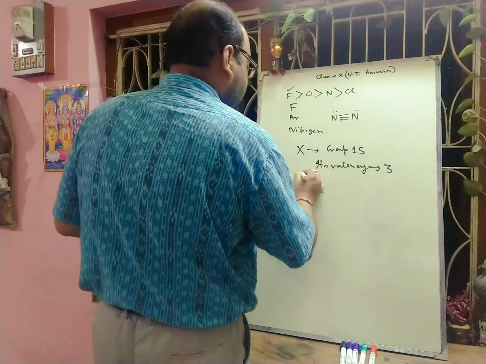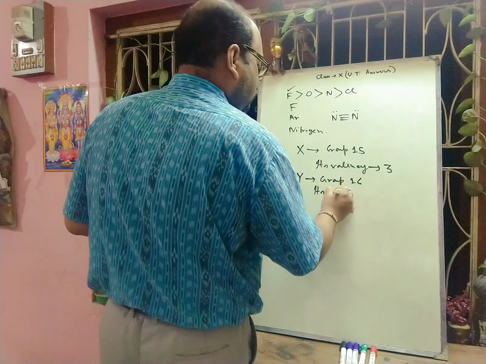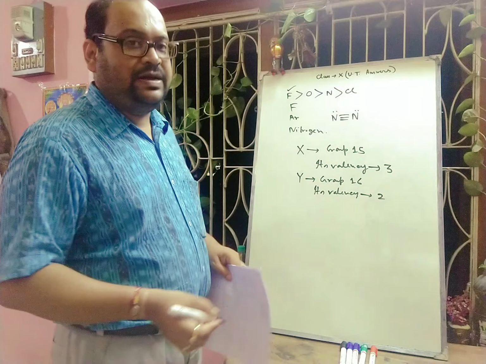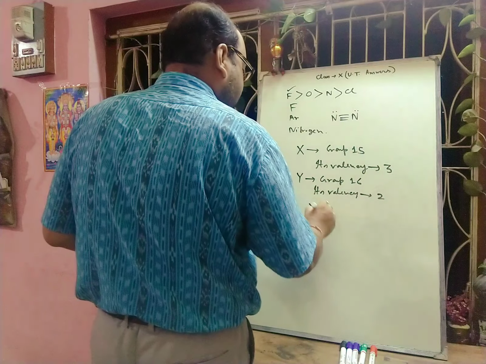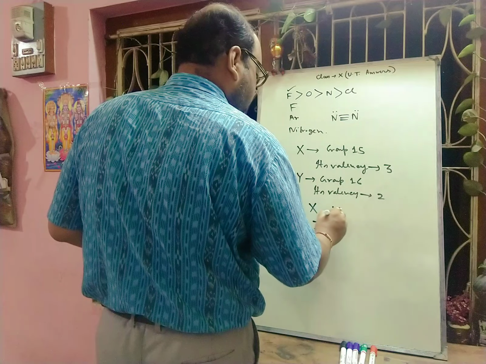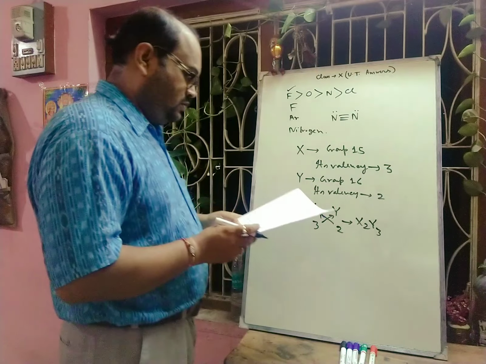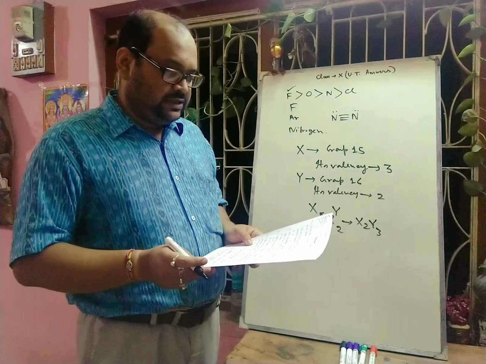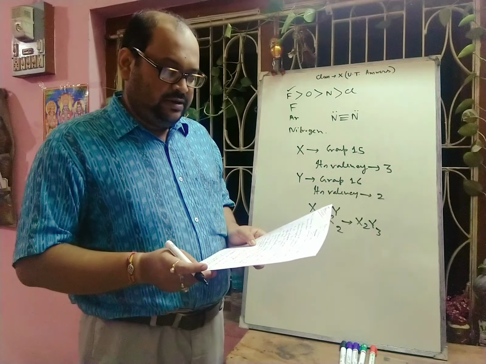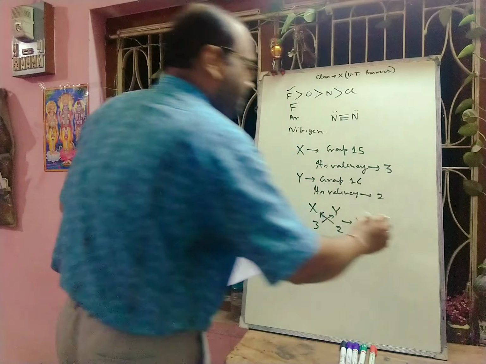And Y is in group 16. So its valency will be 2. The number of valence electrons is 6, so 8 minus 6 is equal to 2. From here you can write X below 3 and Y below 2, so the formula will be X2Y3. What is the option here? The first option is X2Y3, second is X5Y6, third is X3Y2 and D is X6Y5. So your answer will be option A. Option A is the correct answer.